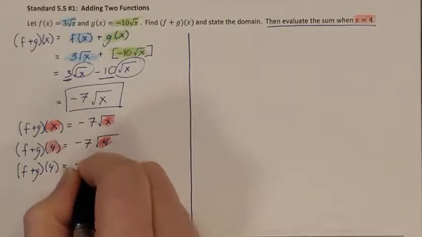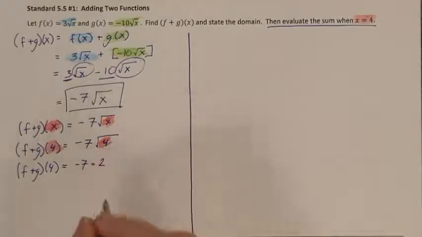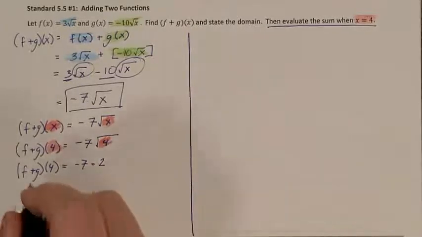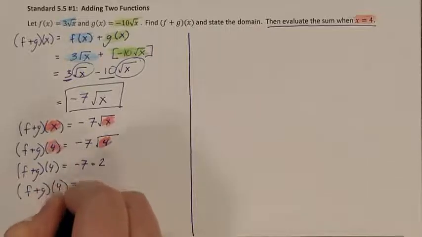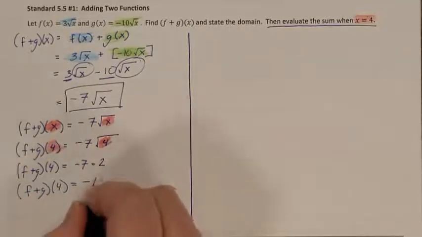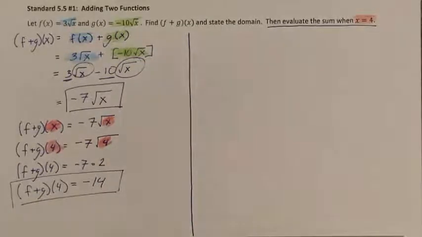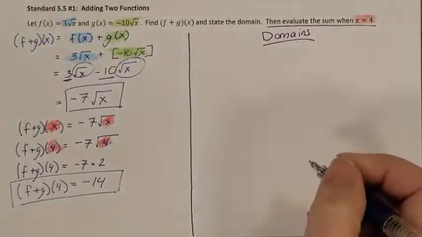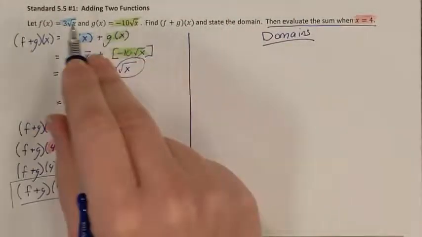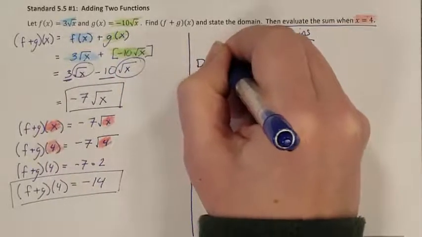This is now negative 7 times, what is the square root of 4? The square root of 4 is 2. So this is now negative 7 times 2, which means the f plus g function at 4 gives me negative 14. We just evaluated our function. Now let's go ahead and talk about domains. First, we need to figure out the domain of each individual function. So first, let's look at the domain of just f of x.